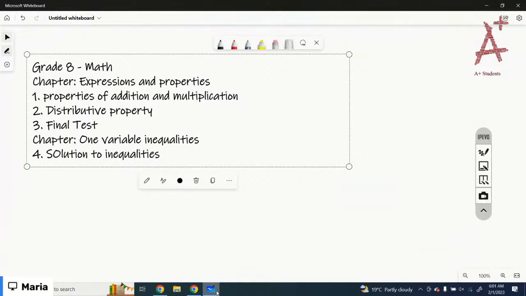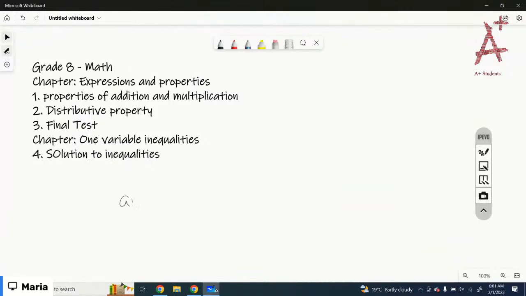So you can find all the lessons on aplusstudents.com. You have to log in there using your email address and the password provided by the administrator. Then you have to select math from the subject tab. Scroll down to grade 8 and view all lessons. So there you can find a list of the chapters.